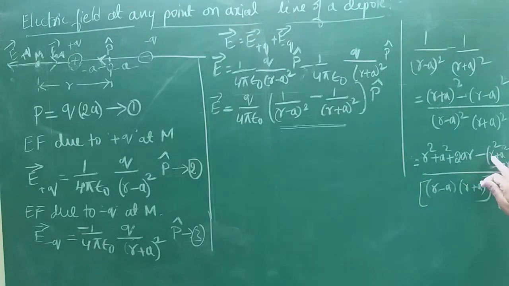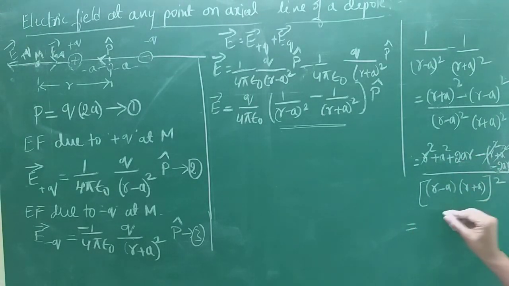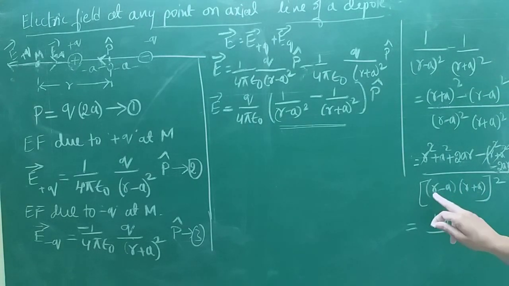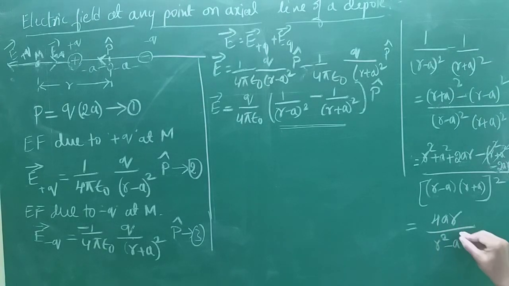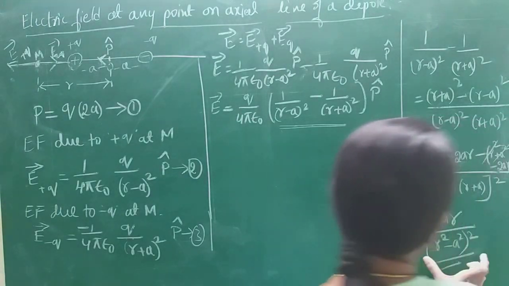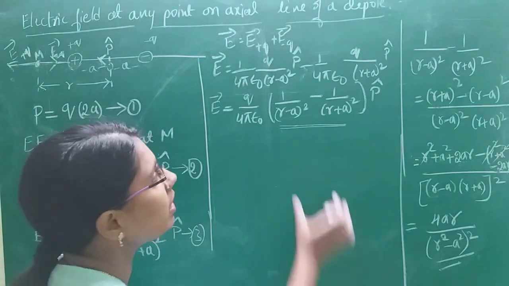R square, minus of plus is minus R square, gets cancelled. A square, minus of plus is minus A square, that also gets cancelled. Plus 2AR, minus of minus is plus 2AR. So 2AR plus 2AR is 4AR divided by, this is in the form of (A minus B) into (A plus B), which is A square minus B square. Therefore we write (R square minus A square) whole square. Now substitute the value of this, that is 4AR by (R square minus A square) whole square, into this expression.